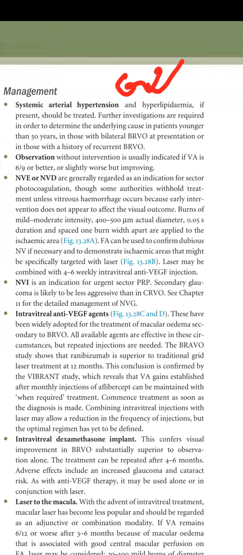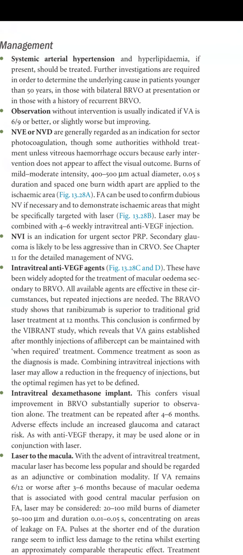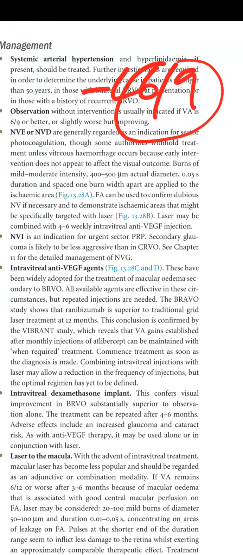Further investigations are required in order to determine the underlying cause in patients younger than 50 years, and in those with bilateral BRVO at presentation or those with a history of a recurrent BRVO. So in that case, further investigations can be done. Observation without intervention is usually indicated if visual acuity is 6/9 or better or slightly worse but improving. So if the visual acuity is 6/9 or better, we can always observe the lesion.